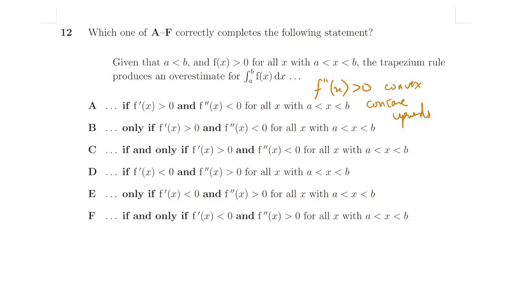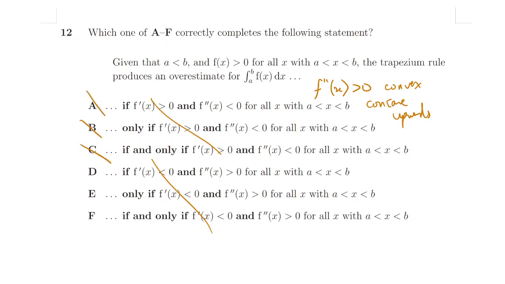So technically, the first derivative has nothing to do with the statement, right? The first derivative has nothing to do with it. So you could basically just look at the second derivative. As I said, the second derivative is greater than 0. So A, B, C are all gone. Bye, bye, bye.